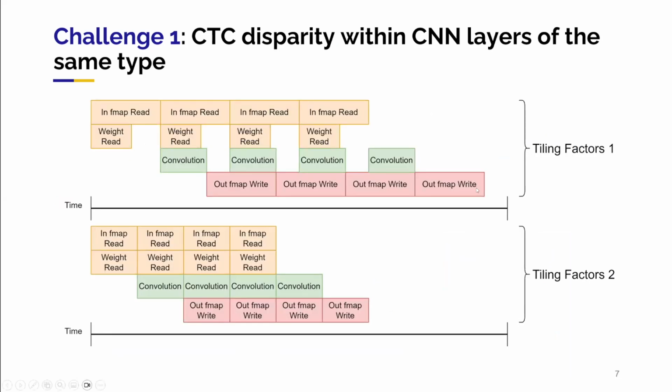For a given group of layers, for example, if we use a set of tiling factors called tiling factors 1, the execution may look something like this, where a single block is a tile of data. You notice here that reading the input feature maps and writing the output feature maps takes much longer compared to the computation and the reading of the weights. But another set of tiling factors can lead to more balanced execution.